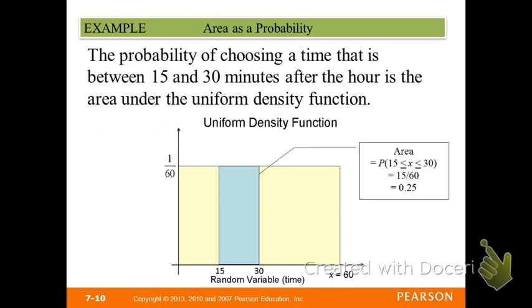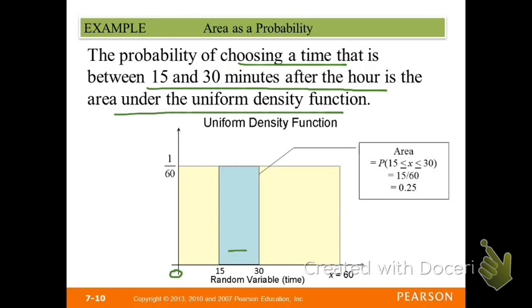Okay, so the probability of choosing a time that is between 15 and 30 minutes after the hour is the area under the uniform density function. That's like saying, what's the probability this package is going to arrive, because remember it went from 0 to 60, anywhere between 10 a.m. and 11 a.m. So this is like saying, what's the probability it arrives between 10:15 and 10:30? Well, now we know we're looking for this area right here.